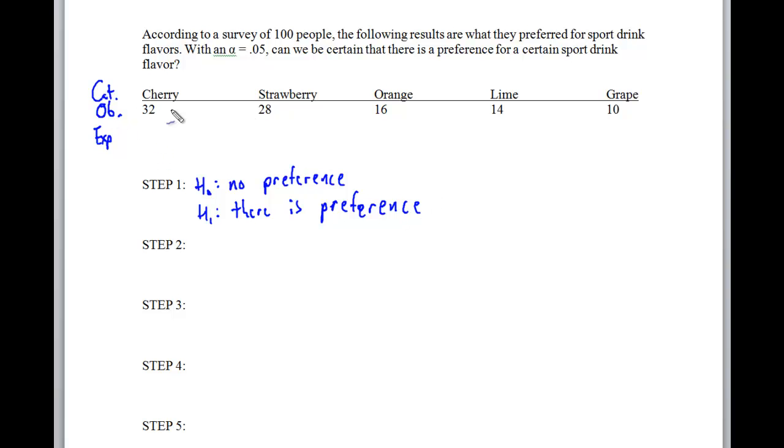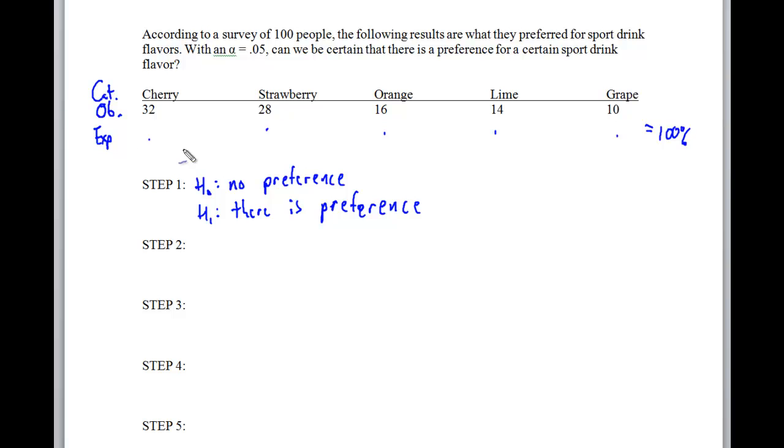So there's our observed data. Now what we're expecting, if we have 100 people not giving a darn about what kind of flavor they have, is 20%, 20%, 20%, 20%, 20%, equaling 100% of the data.